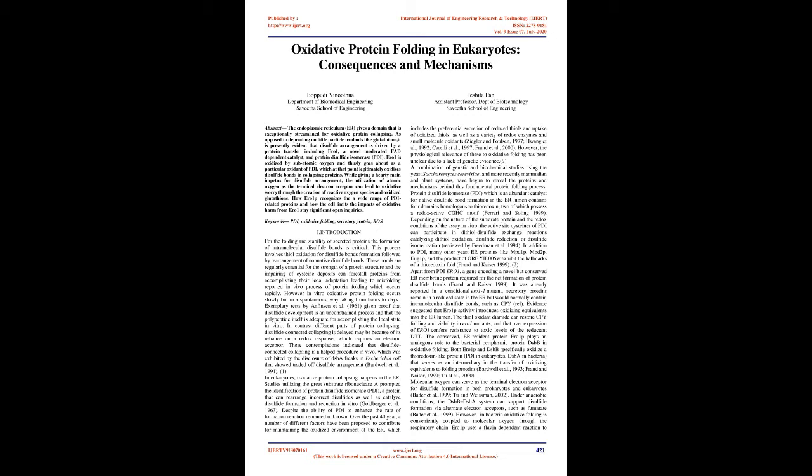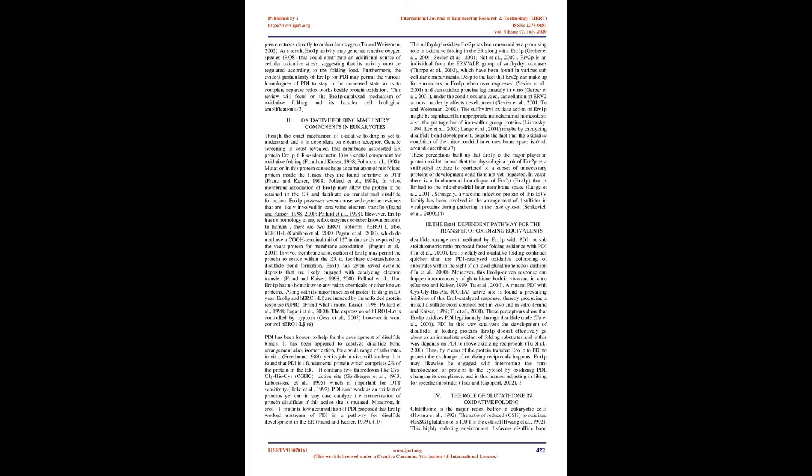of ORF YIL005W exhibit the hallmarks of a thioredoxin fold, Frand and Kaiser, 1999. Apart from PDI, ERO1, a gene encoding a novel but conserved ER membrane protein, is required for the net formation of protein disulfide bonds, Frand and Kaiser, 1999. It was already reported that in a conditional ero1-1 mutant, secretory proteins remain in a reduced state in the ER but would normally contain intramolecular disulfide bonds, such as CPY.